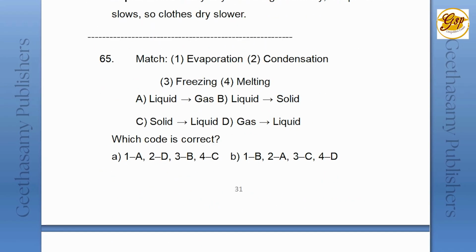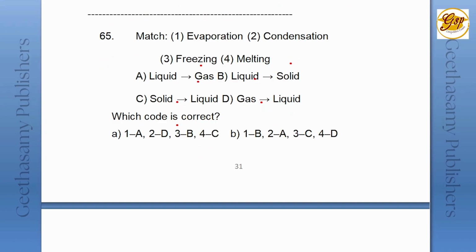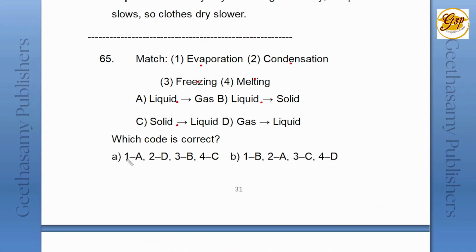And the 65th question. Match: evaporation, condensation, freezing and melting. Liquid to gas, gas to liquid, liquid to solid. The code is given, and the correct answer is C, A only. Evaporation is A, liquid to gas; condensation is D, gas to liquid; freezing is B, liquid to solid; and melting is solid to liquid. So A is the choice.